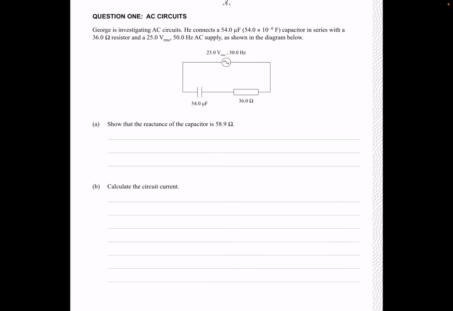So question number 1, we're talking about AC circuits. George is investigating AC circuits. He connects a 54 microfarad capacitor in series with a 36 ohm resistor and a 25 volt 50 hertz AC supply as shown in the diagram below.